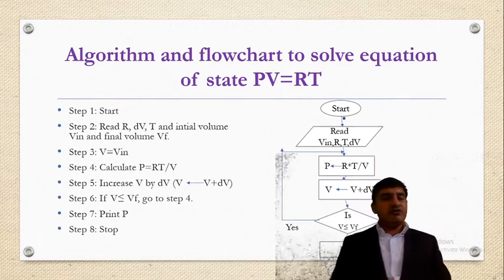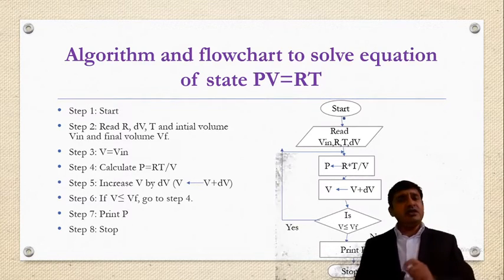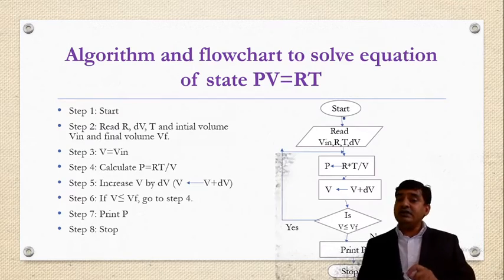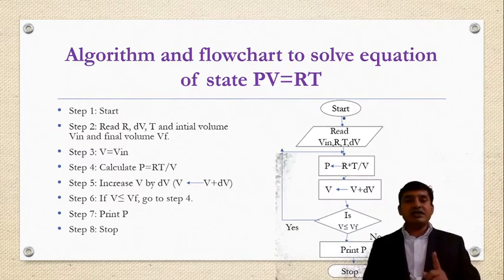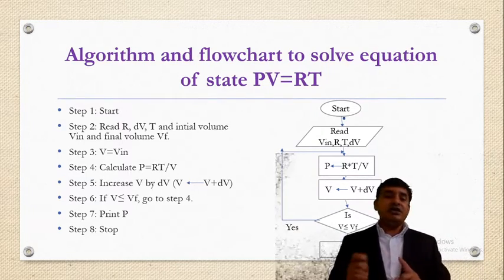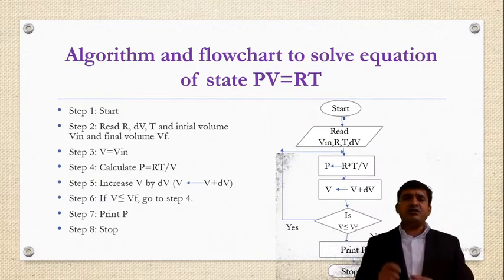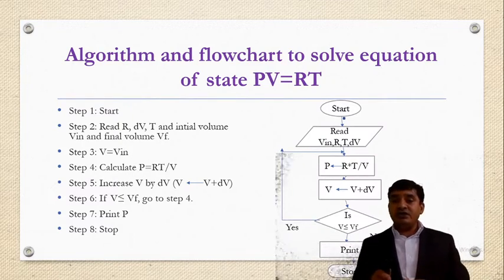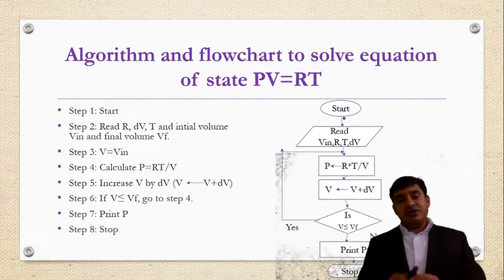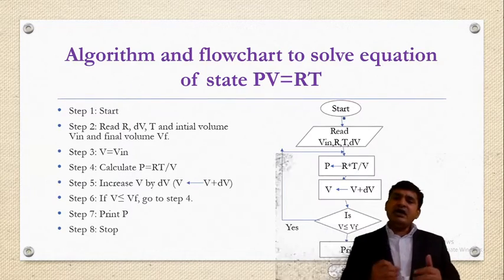Now in the flowchart, first is start. Then second, read Vin, R, T and dV. Vin means initial volume, R is the universal gas constant, T is absolute temperature, and dV is the change in volume. By using these quantities, calculate pressure, that is P = RT divided by V. Now this V is incremented by dV.